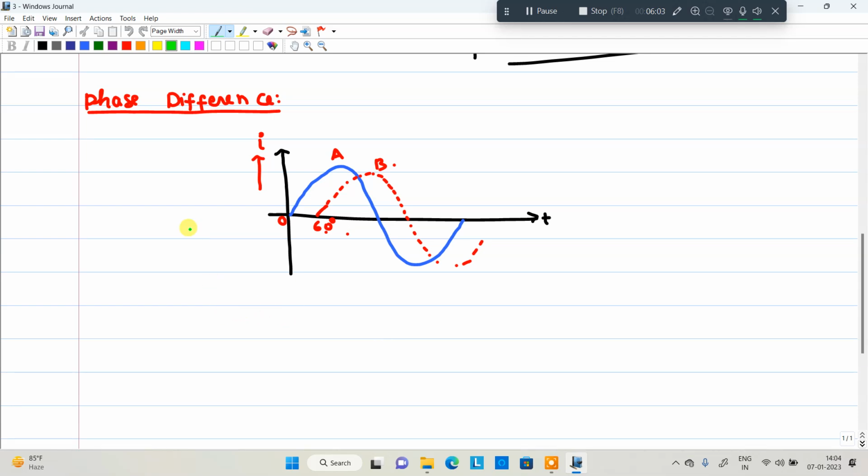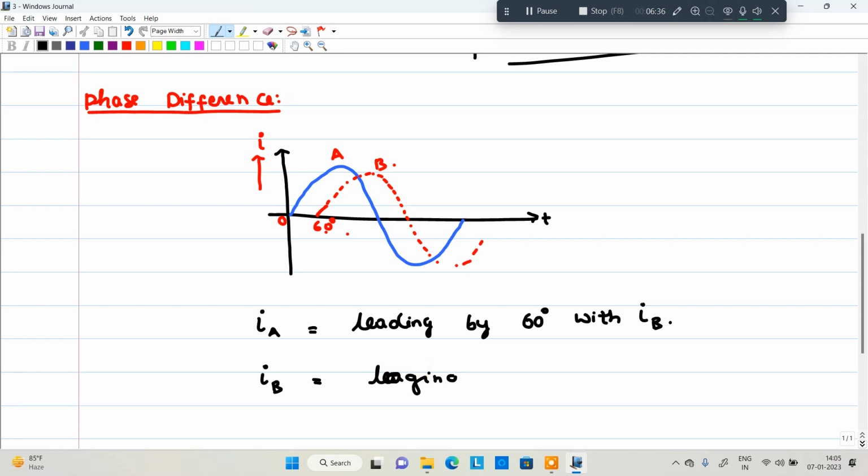Okay, here IA is leading. Taking the reference to IB, IA is leading IB by 60 degrees. All of you got my point? So you can say that IA is a leading current. Next, another way you can represent it: IB is lagging by 60 degrees with reference to IA. That is also correct. Finally, all of you got it.